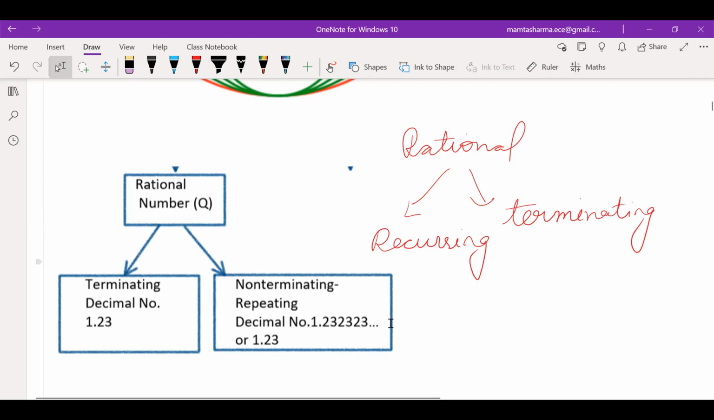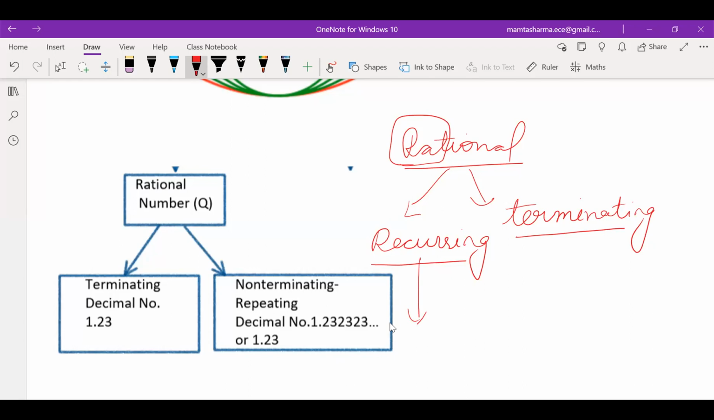Actually, we will learn that in the word rational number, the first three letters are RAT. This R means recurring type and this T means terminating type. Okay, the rational numbers are of two types, recurring and terminating. So recurring means those which are repeating again and again.